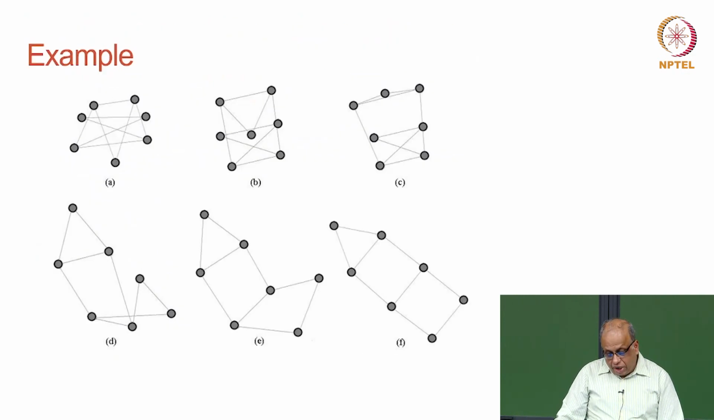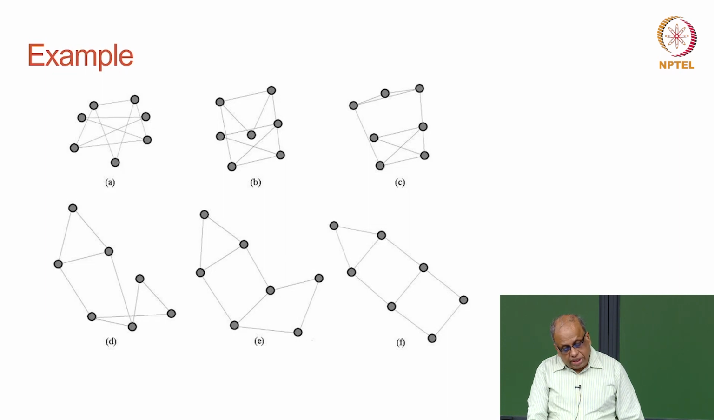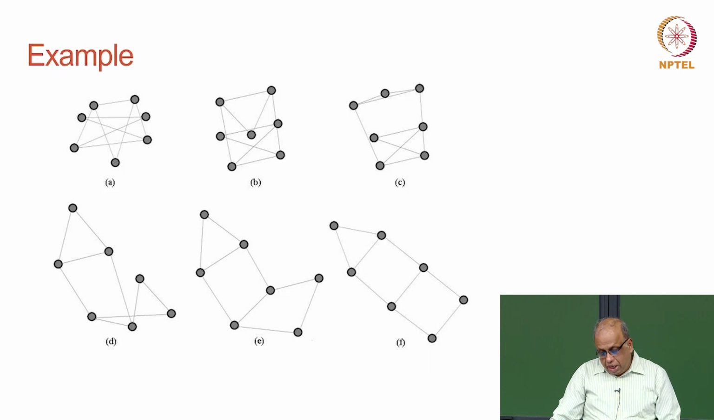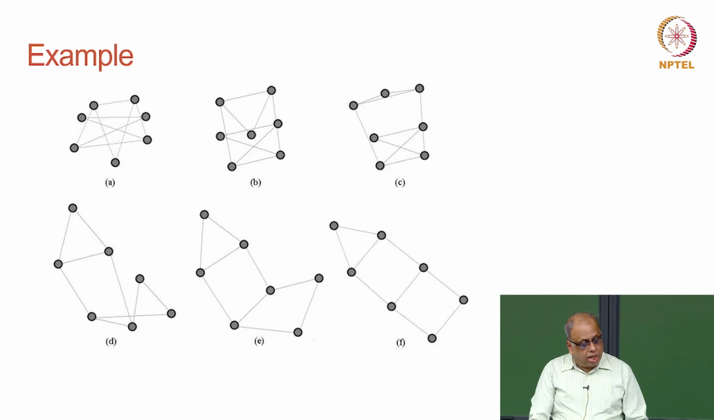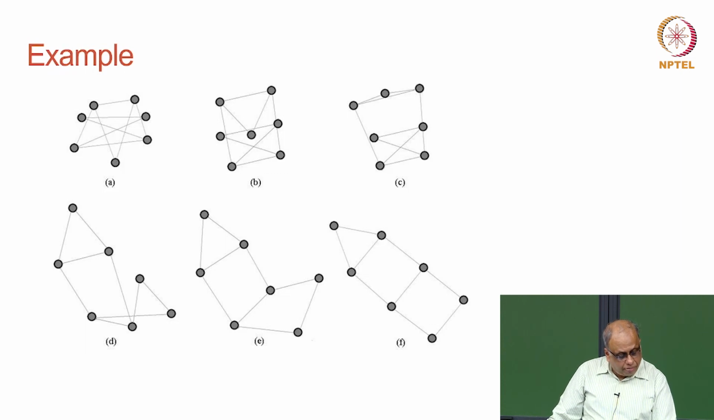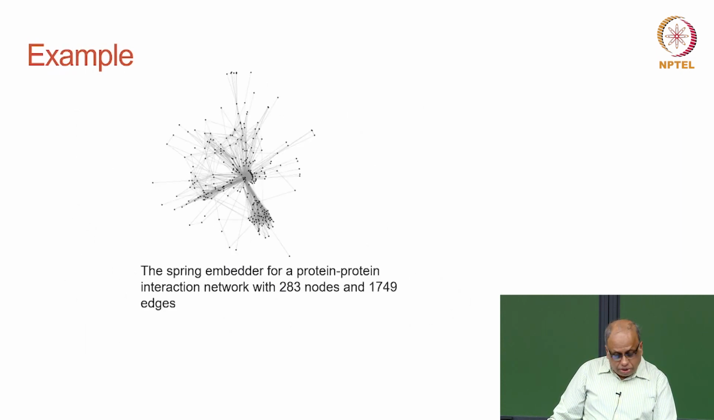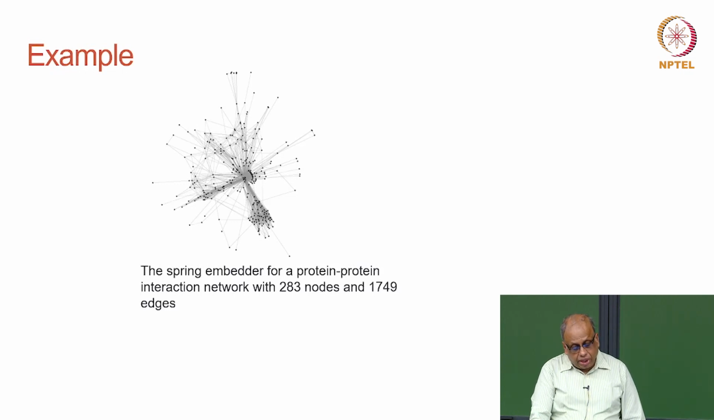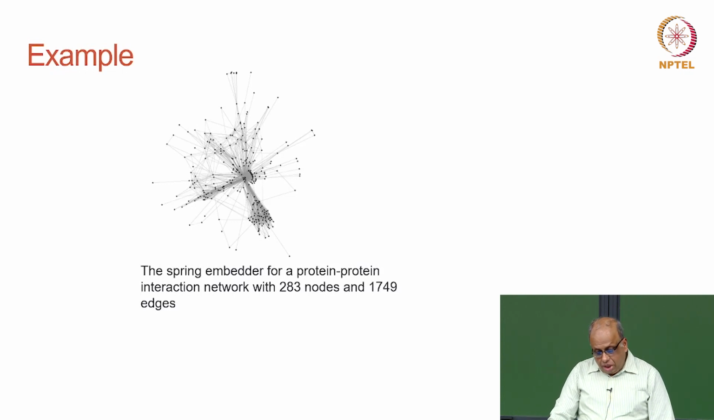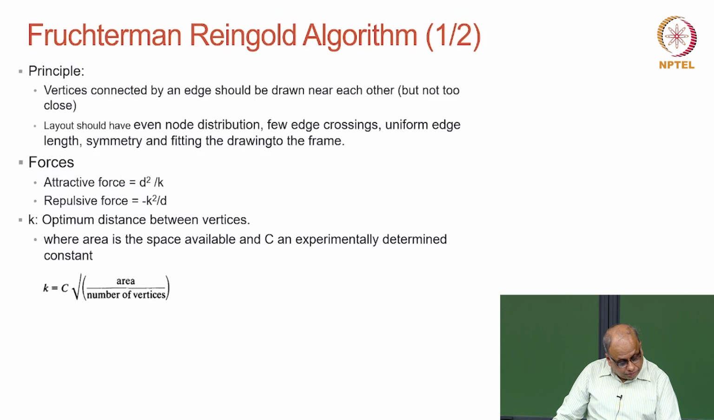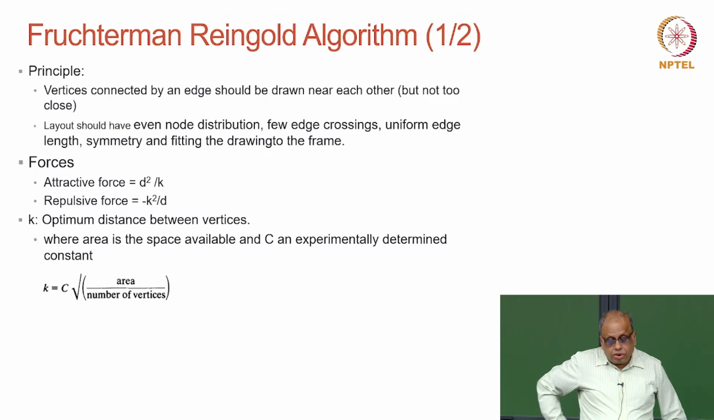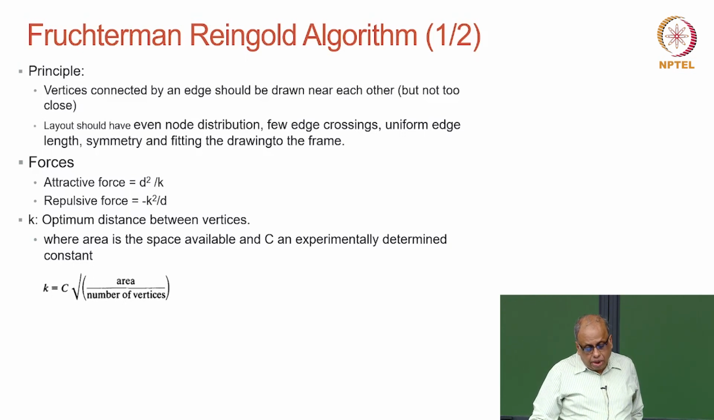So for example, if you have a graph like this, as it runs through, you can get things like this. So you can avoid edge crossings, a lot of the things. So this algorithm became popular, and then other people also. So this is the spring embedder for a protein-protein interaction network with 283 nodes and 1749 edges. Okay. So this Eades algorithm became very popular, and then Fruchterman and Reingold also used a similar kind of algorithm.